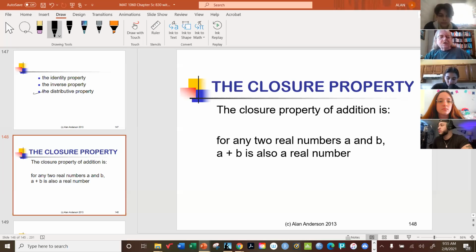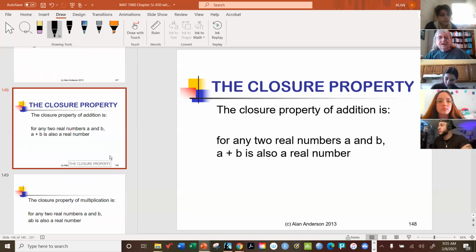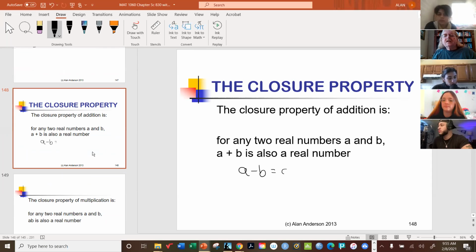Okay, now if there's a closure property for addition, by the way, I just want to mention here that you don't need a separate one for subtraction, because subtraction is really nothing but the addition of a positive and a negative number. So you notice there is no property for subtraction, because it isn't necessary. It can be considered to be part of the property of addition.